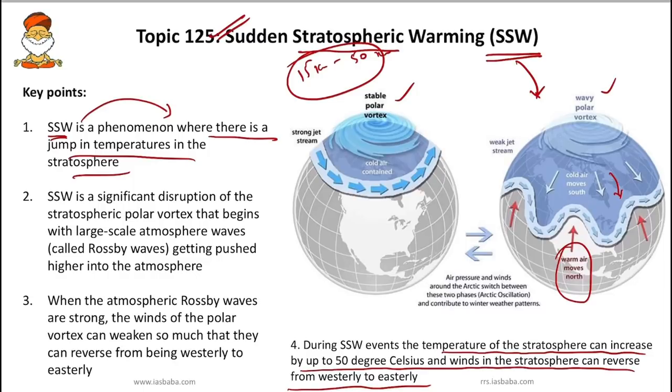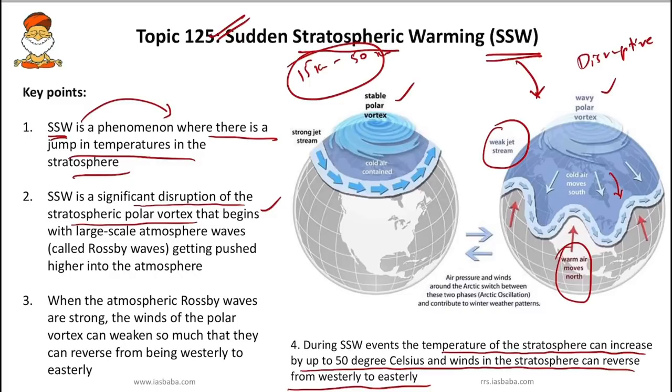So if we have understood the disruptive or wavy polar vortex, where there is a weak jet stream, we will be able to understand the second point, that is sudden stratospheric warming. It is a significant disruption of the stratospheric polar vortex, right? SSW is nothing but the phenomenon dealing with this disruptive polar vortex. Under the disruptive case, the cold air keeps pushing southwards and the warm air keeps pushing towards the north. So cold air will descend and the warm air will increase rapidly.